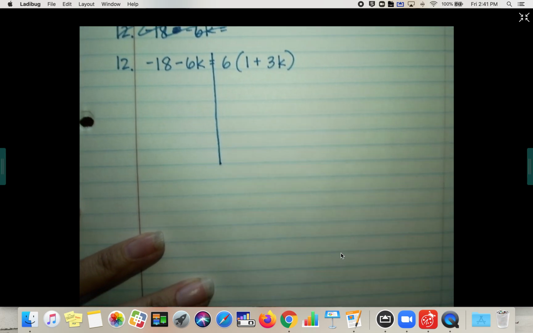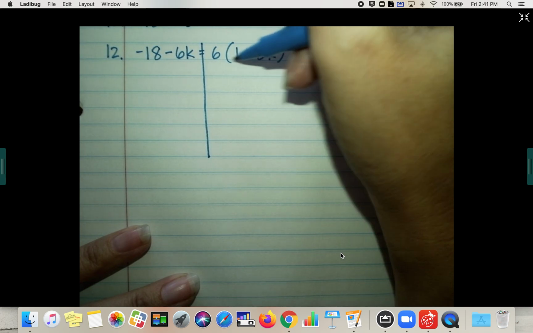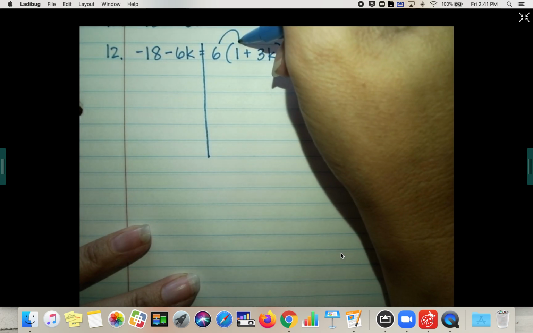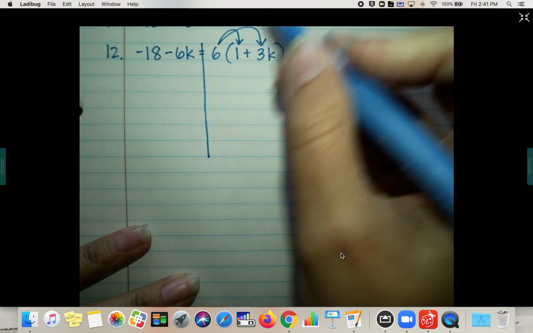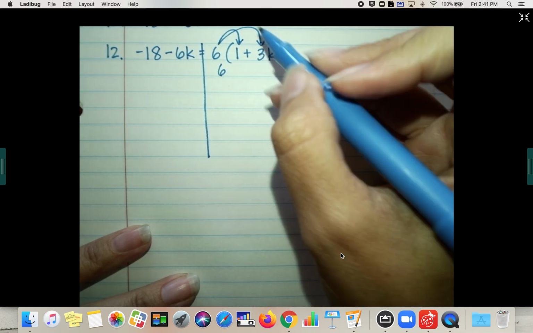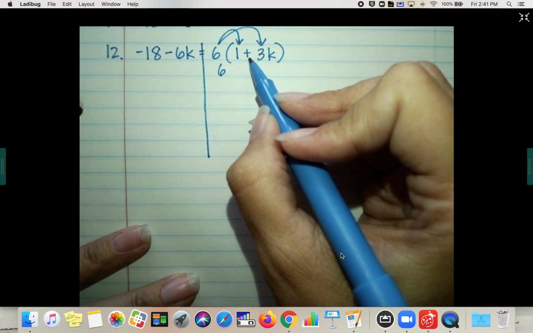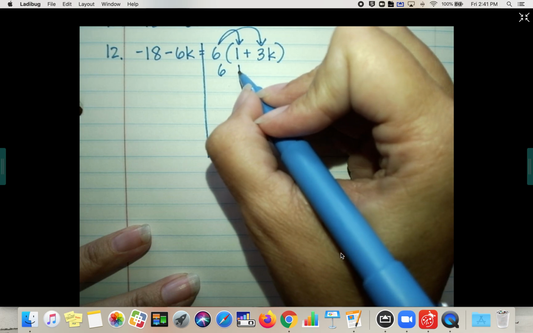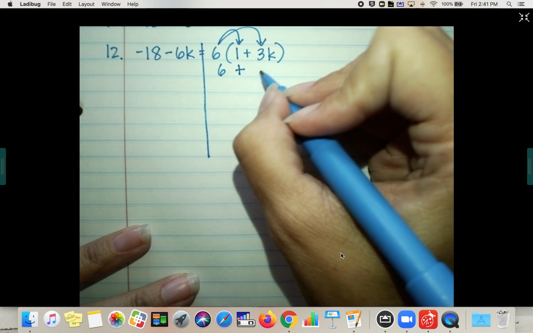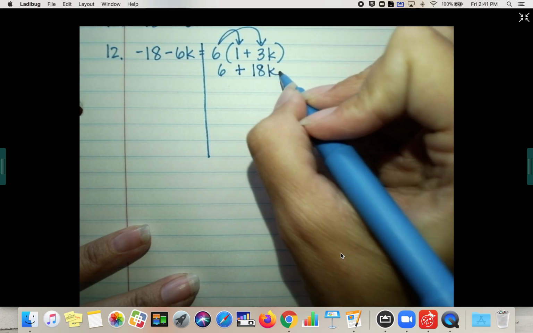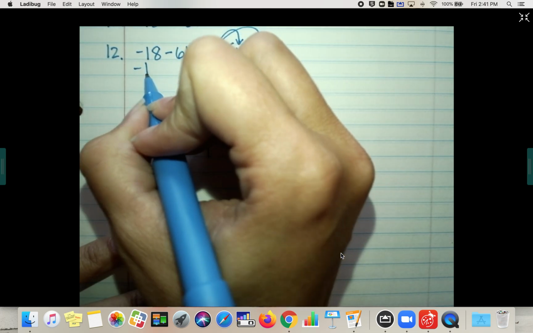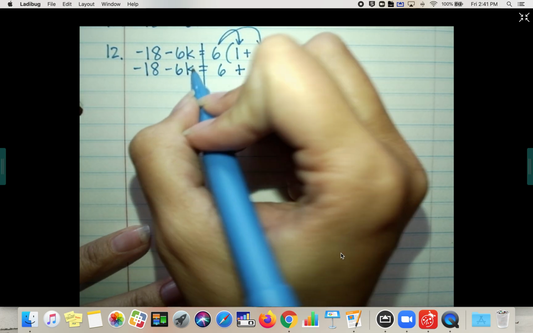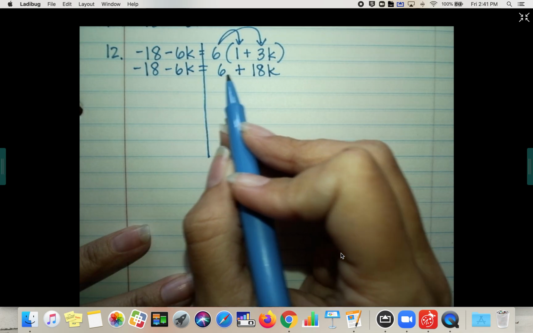First thing I would do is distribute. Anytime you have parentheses, you want to get rid of them first by multiplying. All right, 6 times 1 is 6. 6 times positive 3k is positive 18k. I want you to put the plus, meaning positive. On the left, you have negative 18 minus 6k. No like terms.